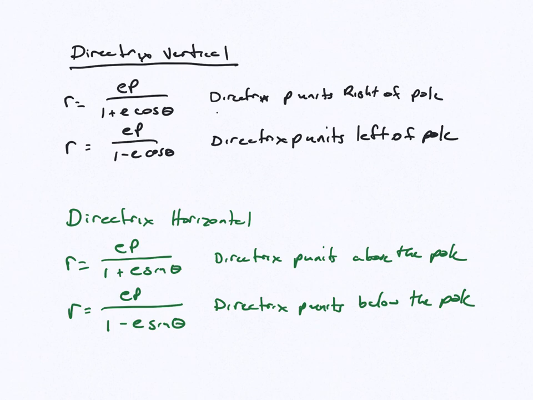The same thing is going to be true when we're dealing with a horizontal directrix. In that case, when we're P units above the pole, it's going to be EP over 1 plus E sine theta. The plus above is addition, is positive, and when we're below the pole, that's going to be the negative. So we have 1 minus E sine theta. So those are the 4 forms of these equations. And you're going to want to keep those in mind. Get those written down someplace that you can refer to them quickly. I'd probably put them at the top of the homework assignment too, so you can refer to those there as well. Let's take a look at some examples.